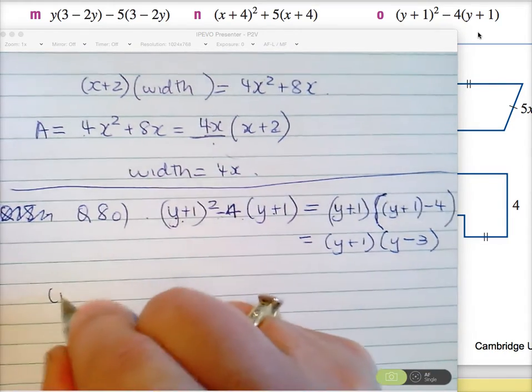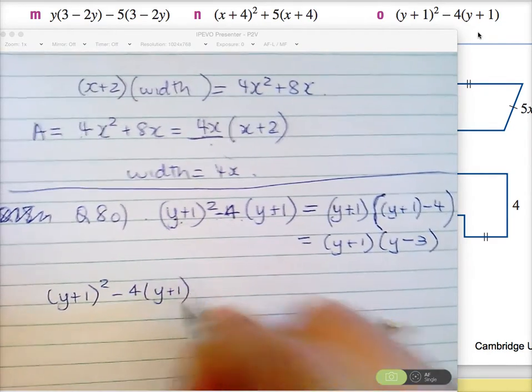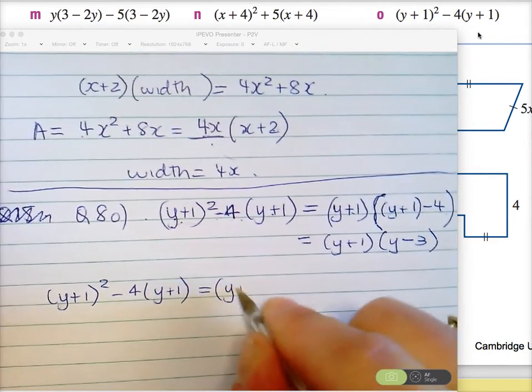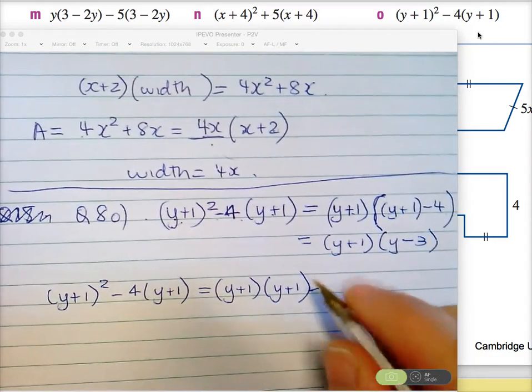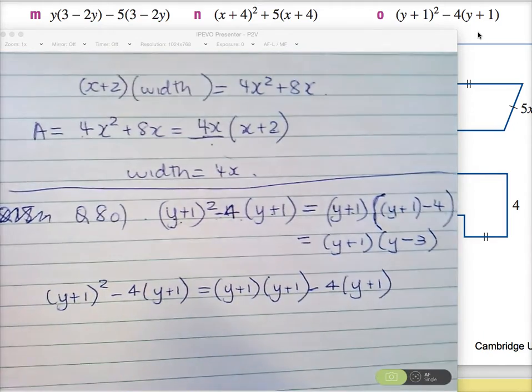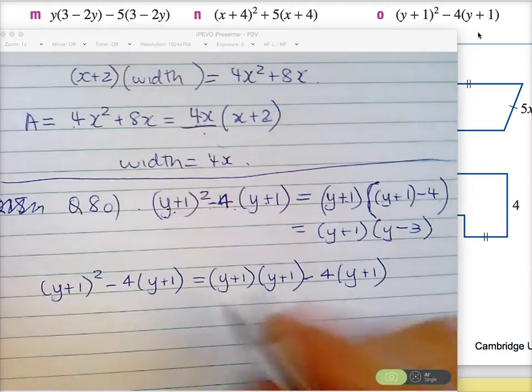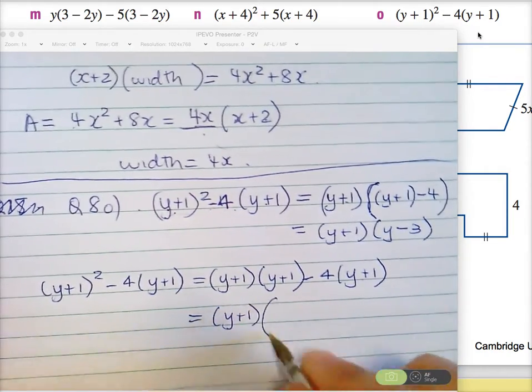All right, y plus 1 squared minus 4 bracket y plus 1, I'll write it out. Means y plus 1 times y plus 1, doesn't it? Something squared means it times itself, minus 4 bracket y plus 1. Do you understand that? So now what's in common? A y plus 1.